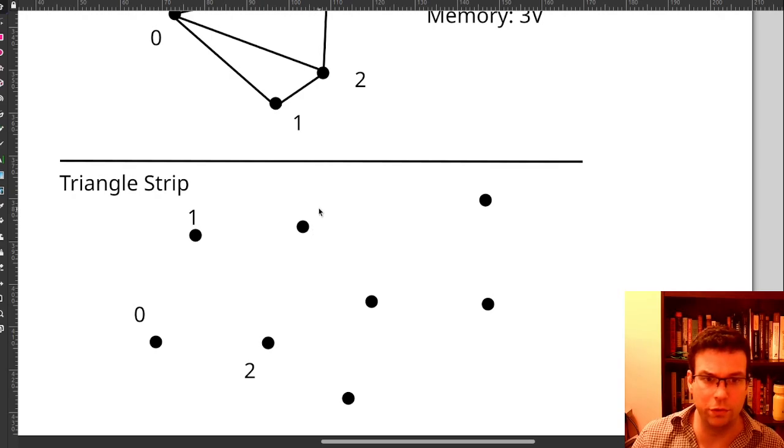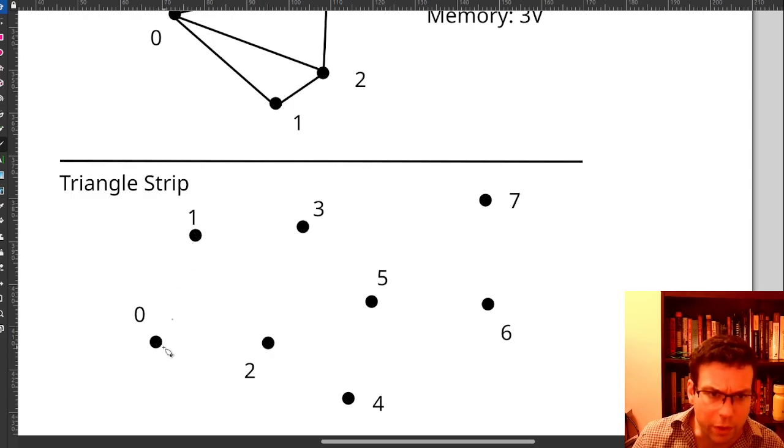So 0, 1, 2, 3. But the point is somehow there's a top of this strip and a bottom of the strip. And if I'm very careful about the order that I put these in, so I have all the odd indices at the top and all the even indices at the bottom, if that's the convention I follow, then I can assume that the connections are like this. I'm going to make a triangle from 0, 1 to 2.